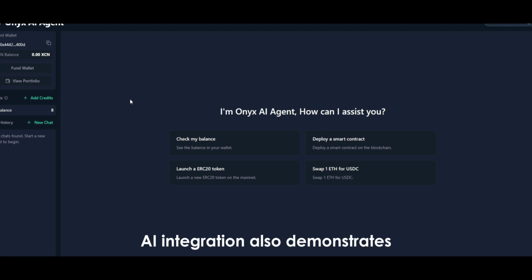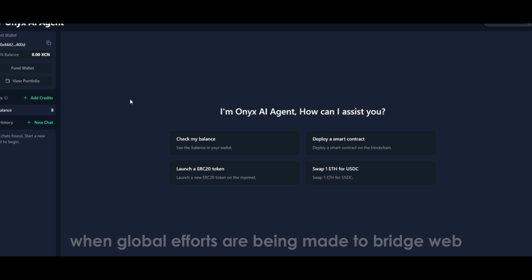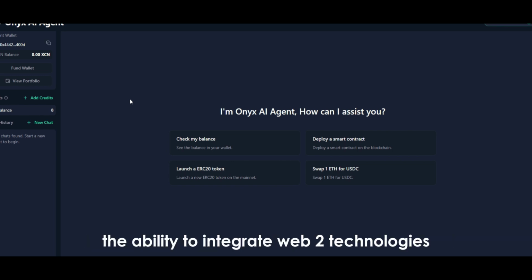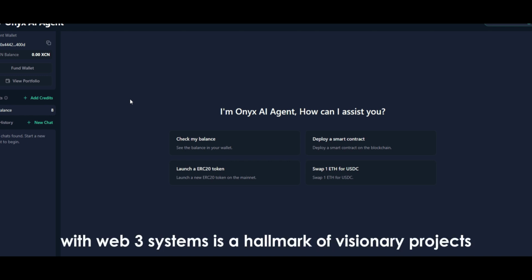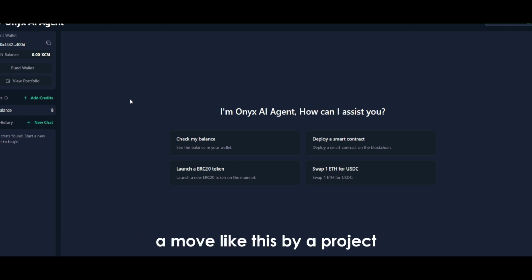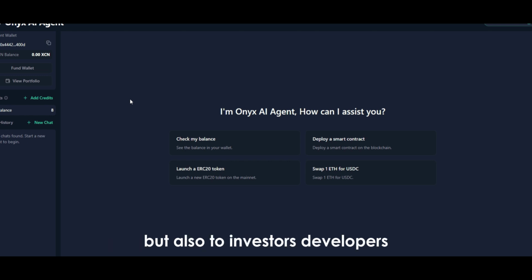AI integration also demonstrates how well prepared the project is for the future. In a time when global efforts are being made to bridge Web 3 and Web 2, the ability to integrate Web 2 technologies like artificial intelligence with Web 3 systems is a hallmark of visionary projects. A move like this by a project like Chain can appeal not only to current users, but also to investors, developers, and even potential business partners.